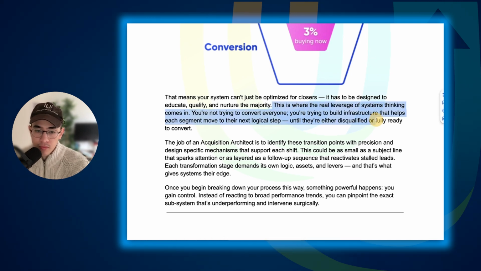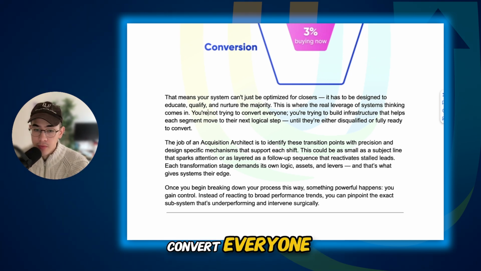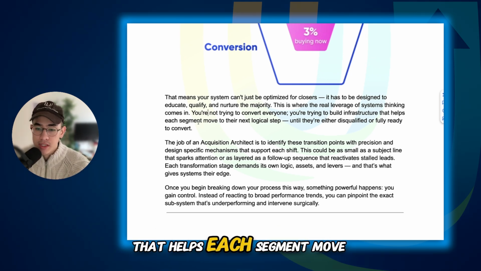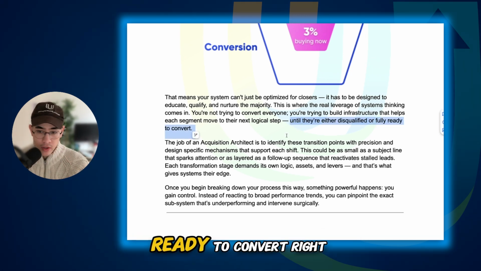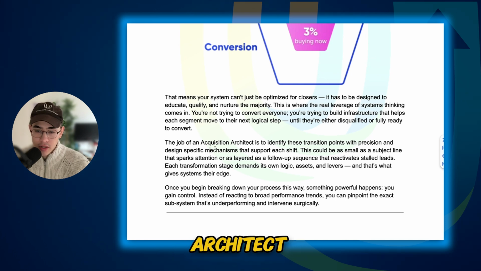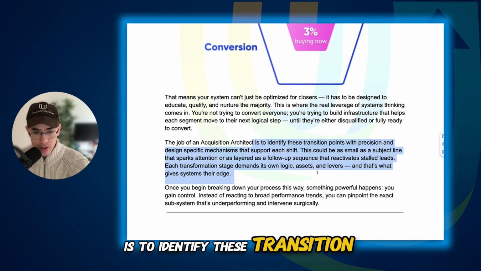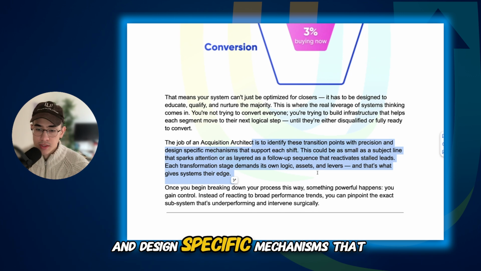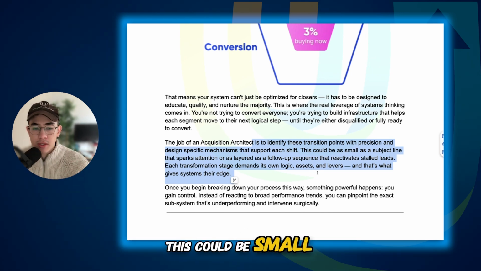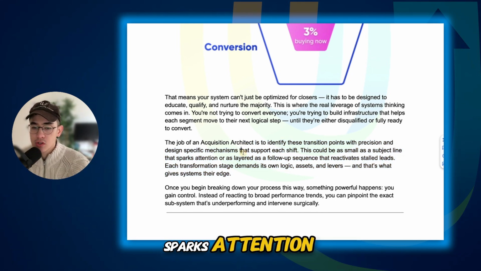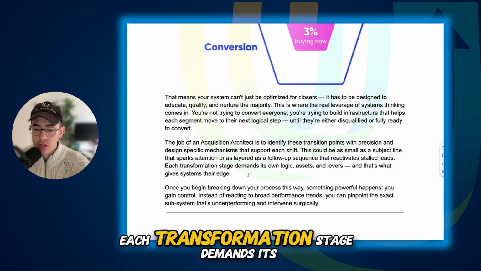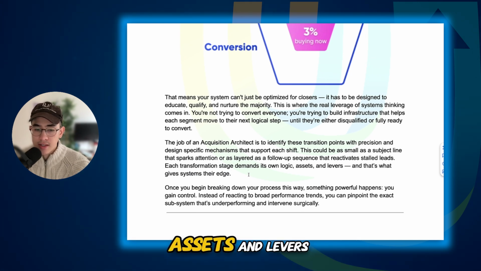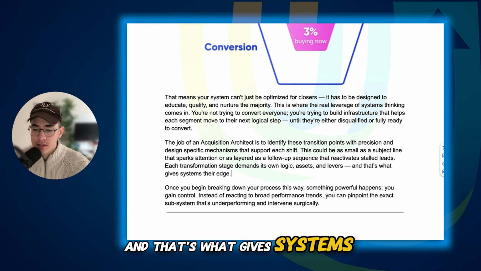This is where the real leverage of systems thinking comes in. You're not just trying to convert everyone. You're trying to build infrastructure that helps each segment move to the next logical step until they're either disqualified or fully ready to convert, right? So the job of an acquisition architect is to identify these transition points with precision and design specific mechanisms that support each shift. This could be as small as a subject line that sparks attention, or as layered as a follow-up sequence that reactivates stalled leads. Each transformation stage demands its own logic, assets, and levers, and that's what gives systems their edge.